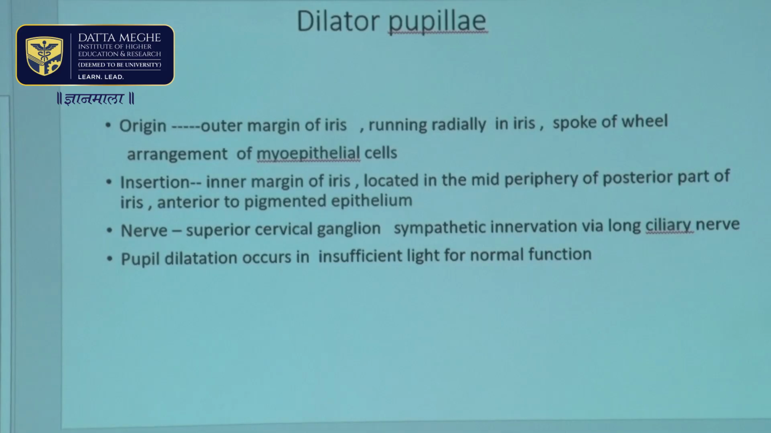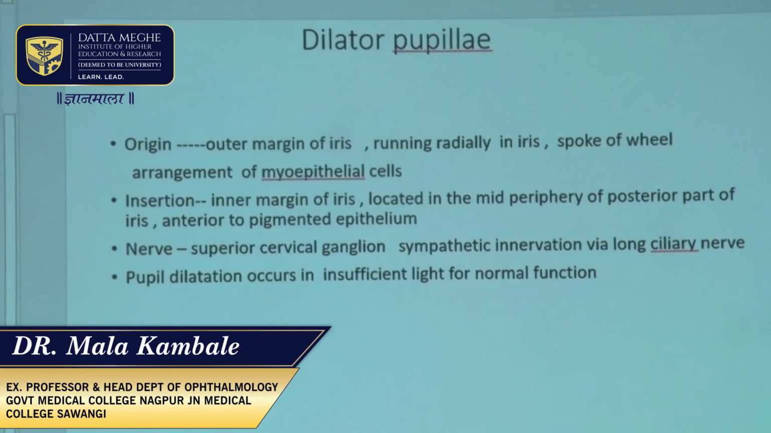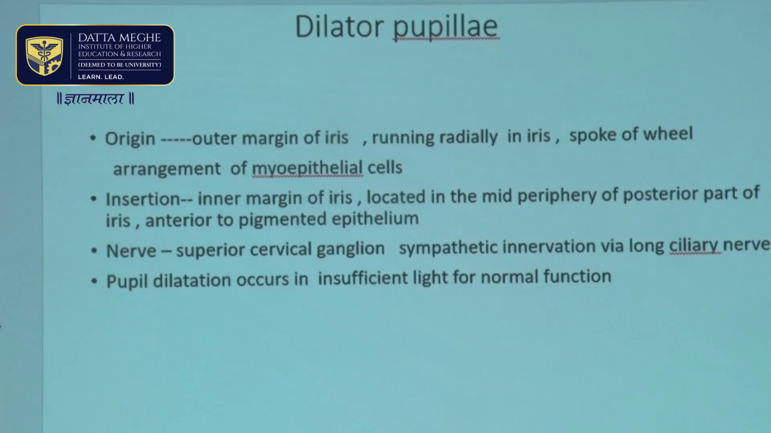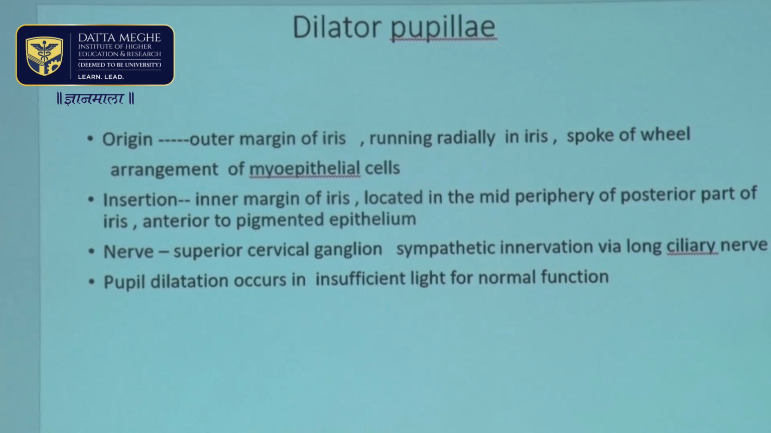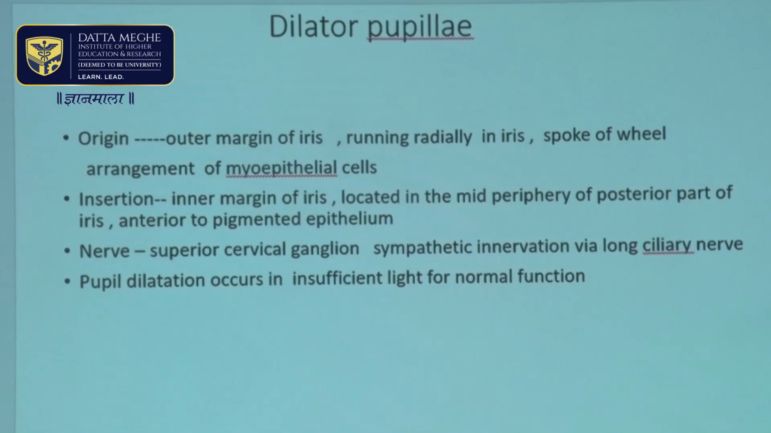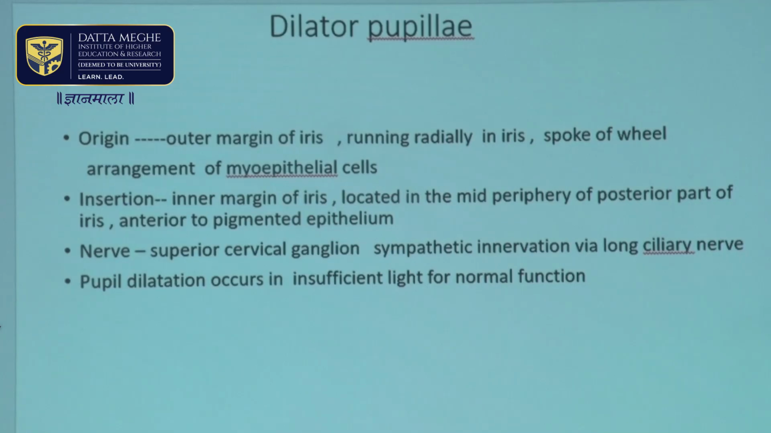Now, coming to the third muscle, the dilator pupillae. It originates from the outer margin of the iris and runs radially in the iris. The arrangement is like the spokes of a wheel, of myoepithelial cells. The insertion of the dilator pupillae muscle is in the inner margin of the iris. It is located in the mid periphery of the posterior part of the iris, anterior to the pigmented epithelium. The nerve supply of the dilator pupillae is from the superior cervical ganglion. It is a sympathetic innervation via the long ciliary nerve.